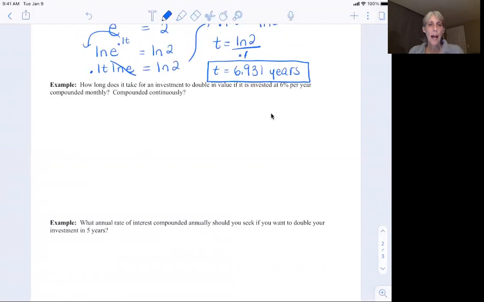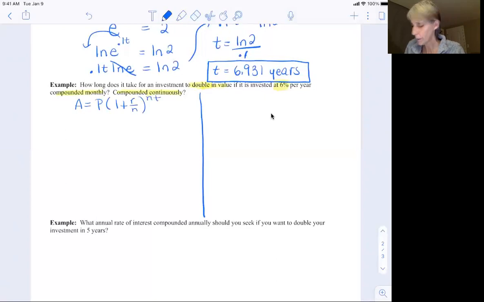Now, in this next example, how long does it take for an investment to double in value if it's invested at 6% per year, compounded monthly, and then compounded continuously? So we want it to double in value. I essentially have 2 separate problems here. I'm going to be compounding monthly, so I'm going to be plugging into this formula. And then when I do the continuously, we're going to be using that formula. So there's 2 separate problems here.